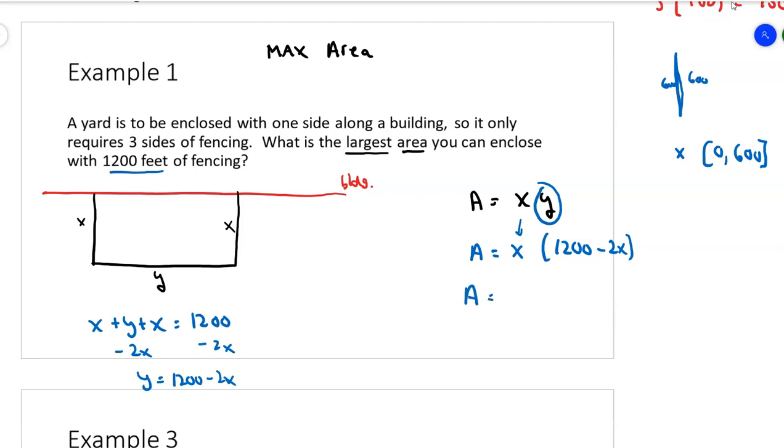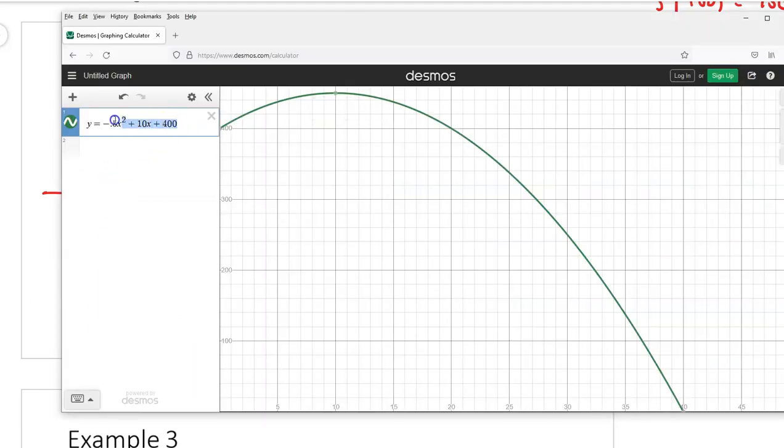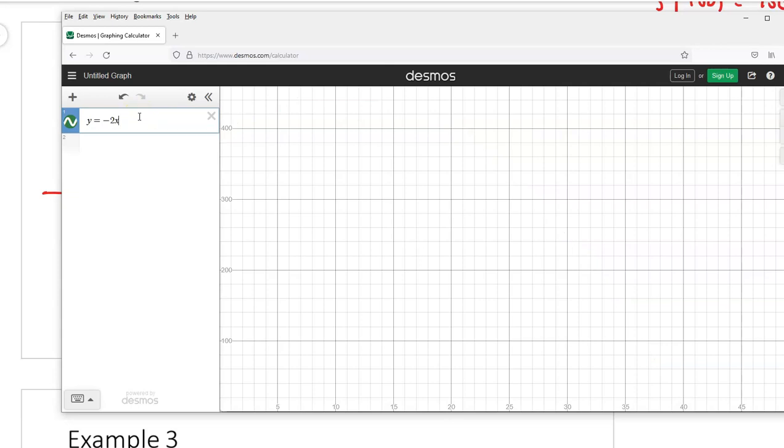All right, distribute, and I end up with negative 2x squared plus 1,200x. I've got a couple options for this. Actually, if you remember stuff about parabolas, that negative b over 2a, you could use that in this case. But if you haven't gotten that far, let's graph this. So negative 2x squared plus 1,200x. Now, obviously, we're going to need a better window than this.